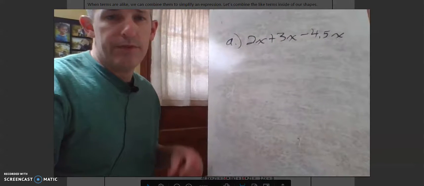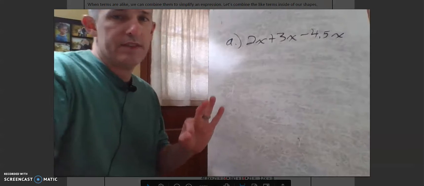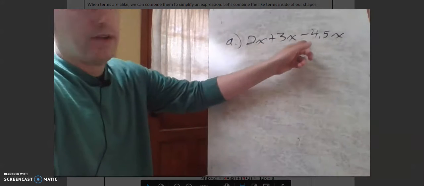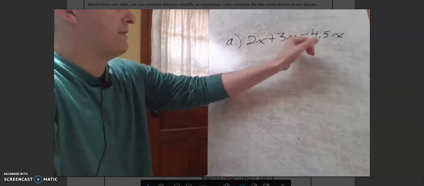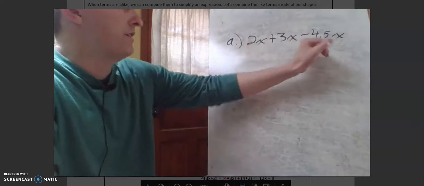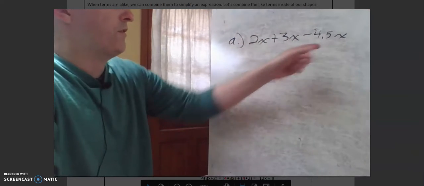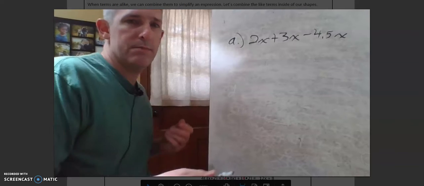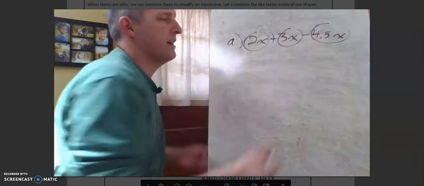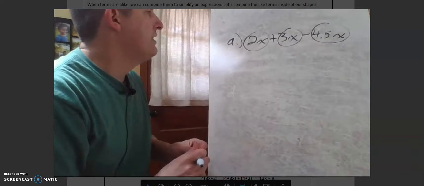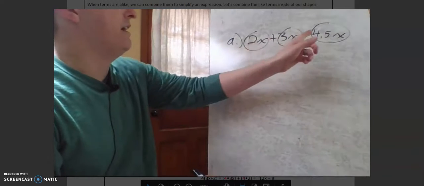I've got 3 terms, because my terms are separated by addition or subtraction signs. I've got 2 separation things, so I have 3 terms. So I have a 2x, 3x, and 4.5x. What are the like terms? Well, they're all like terms. They all have the same variable, in this case, x.